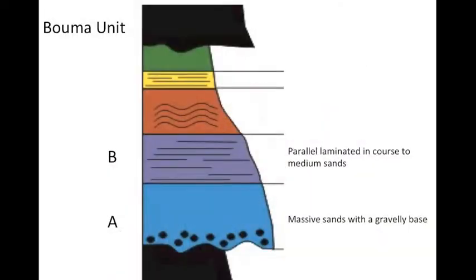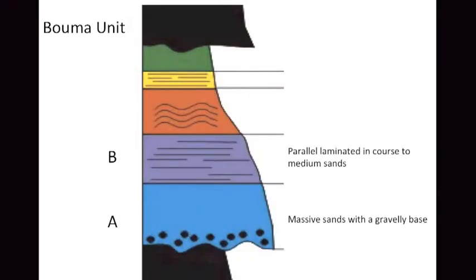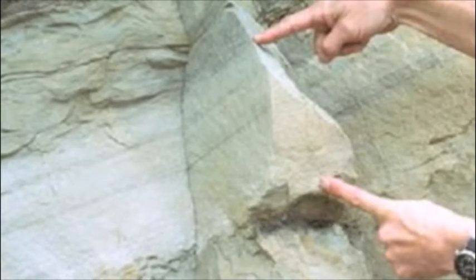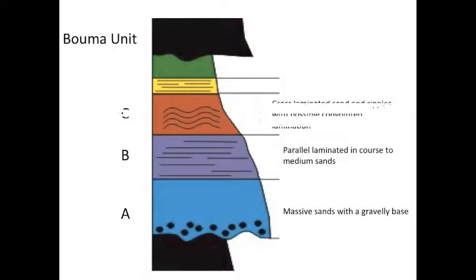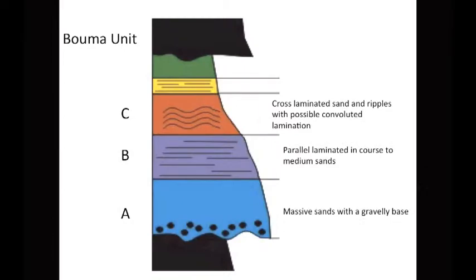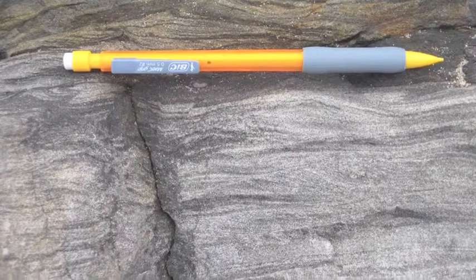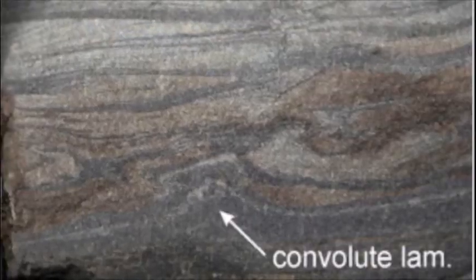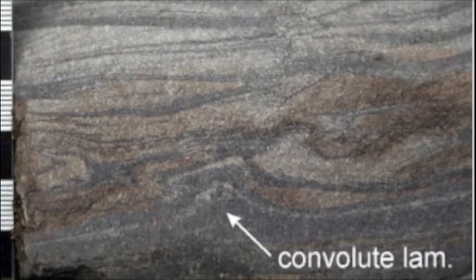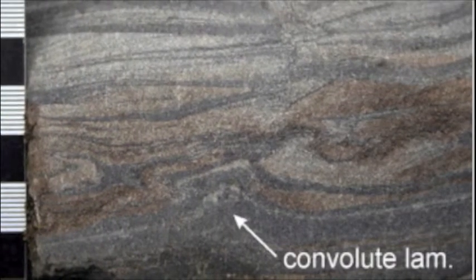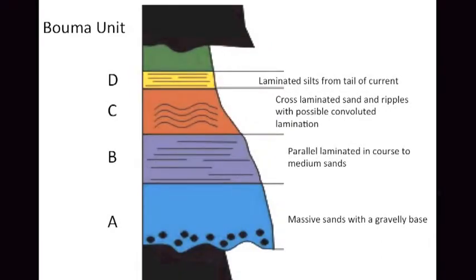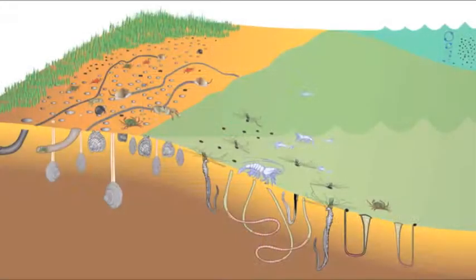The next layer to be deposited, B, is parallel laminated sands. The parallel laminations are created from the high energy of the flow. The next layer to settle out, C, is cross-laminated sands with ripples. The ripples form because the flow is slowing down, which allows the ripples to be formed and preserved. In layer C, we may also see convolute laminations, which are formed by the expulsion of water from rapidly deposited sediments. Layer D is laminated silts that sometimes show bioturbation.